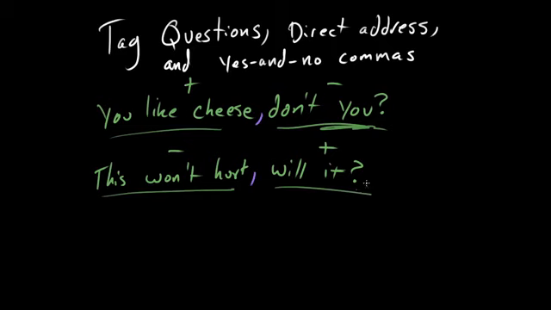So that's one of the things that we're, sorry to just launch into it. So today we're going to talk about tag questions, direct address, and using commas in the context of yes and no. Right. So, Paige, how are you?